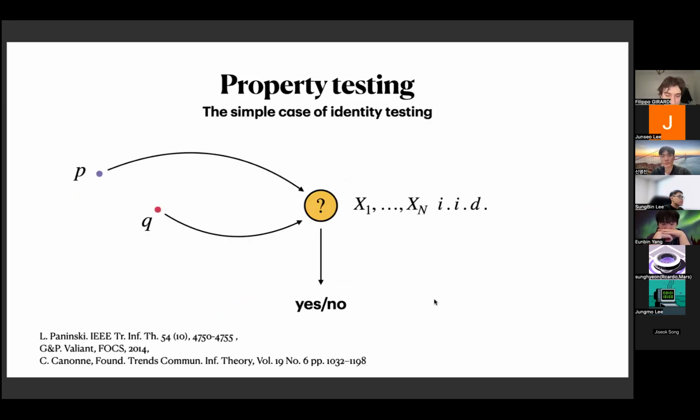So I will give you a fundamental example. I will say a paradigmatic example from the classical case, which was extensively studied in the literature, and it's called identity testing. So suppose that you have a known reference probability distribution Q, and you want to sample IID copies of a random variable X in order to decide whether the probability distribution of X is Q or is another P, any other P. And in the end, you want to say yes, it is Q, or no, it is not Q.